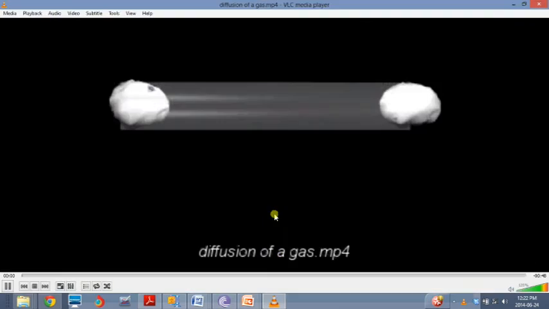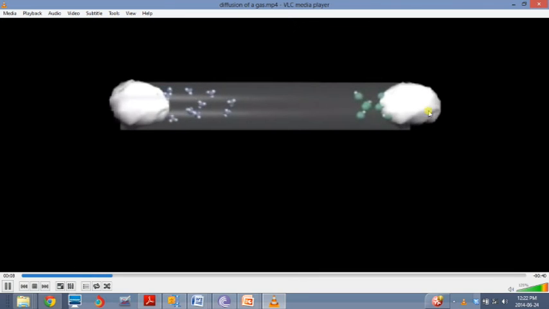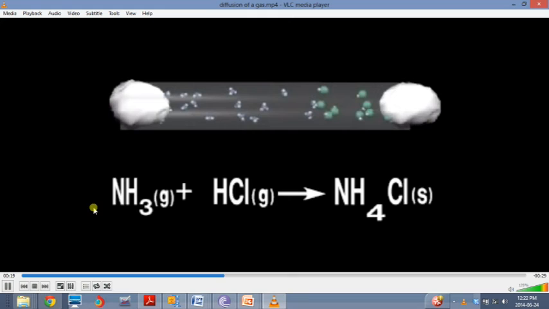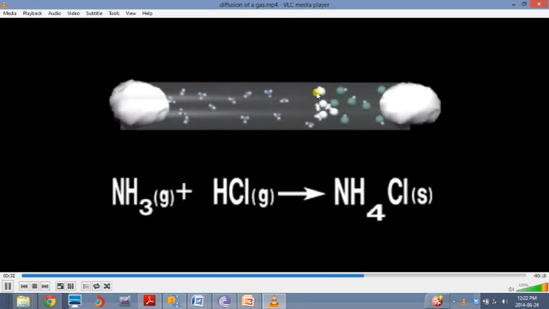Now let's look at a diffusion of gases. What we've got here is one cotton wool which is filled with one type of gas, and we've got another cotton wool that is filled with another type of gas. Now what's going to happen when these two meet, they're going to have a reaction and they're going to form something. So there we go, we've got ammonia and HCl, hydrogen chloride, which are bigger, and here they're forming this white ammonium chloride.